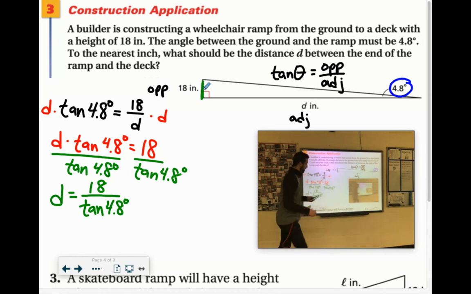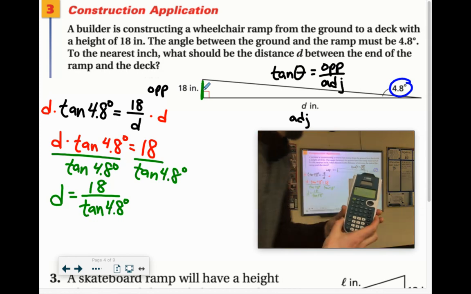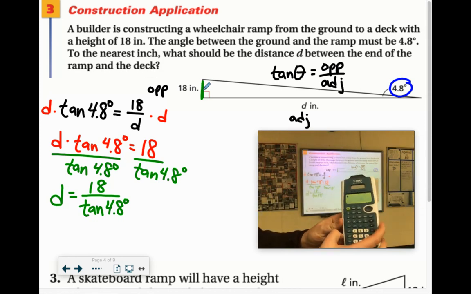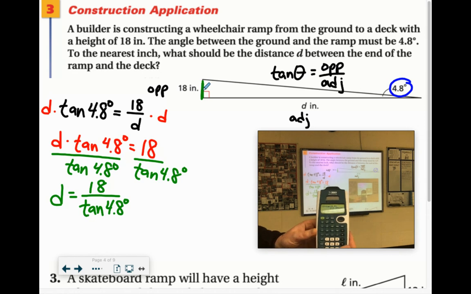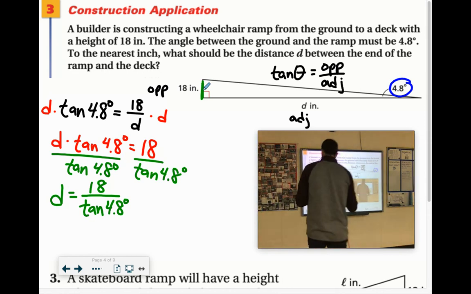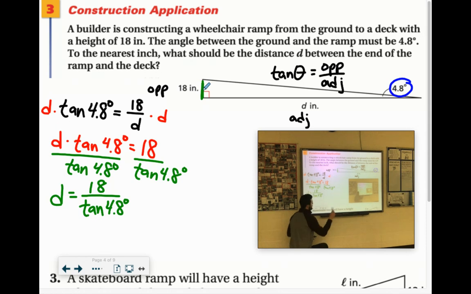Now we can just do this in our calculator here. Can you guys see my calculator? I've got a nice calculator here. So I have a tangent button right there. So I can say 18 divided by tangent of 4.8. 214.3. So if we are rounding to the nearest whole number, we would get 214 inches. Let's go with blue. D equals 214 inches.